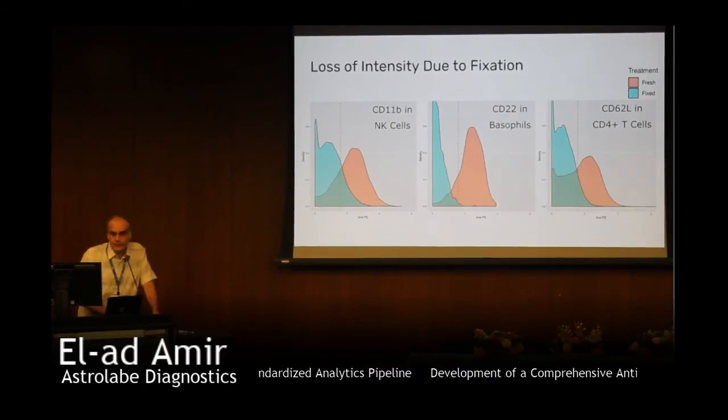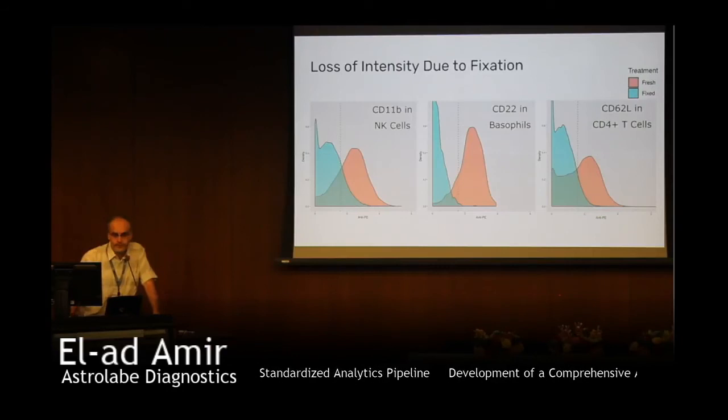So for example, we can see that in NK cells, CD11b is positive within the fresh population, but that signal goes away. Likewise, CD22 in basophils. We were actually surprised that basophils express CD22, but we found some papers from the 90s and early 2000s that show that they do. But that signal goes away as you fixate. And finally, CD62L in CD4 T cells, again, there is some sort of signal in the fresh samples, but as soon as you fixate, that signal goes away.